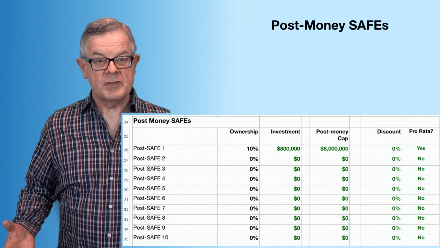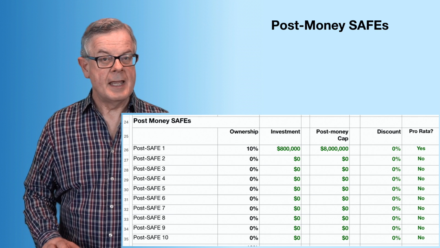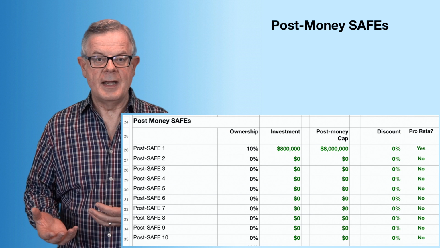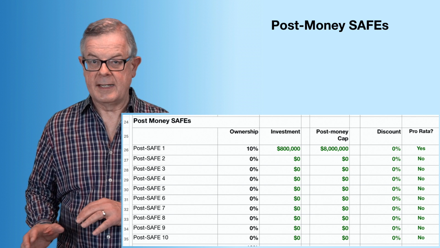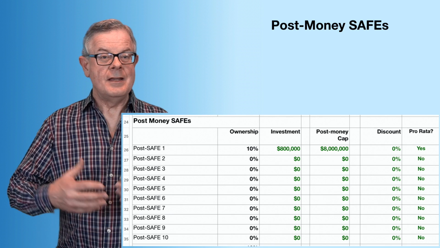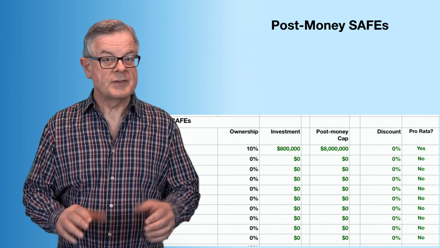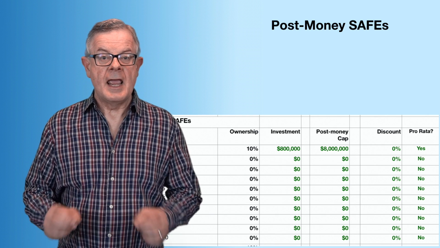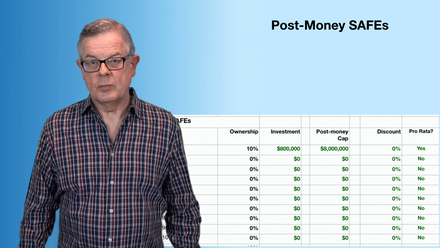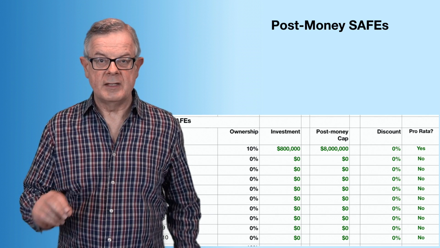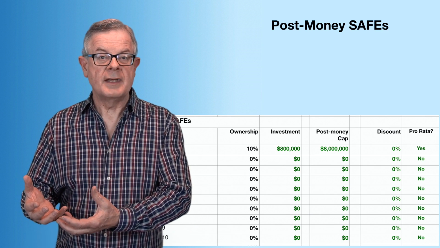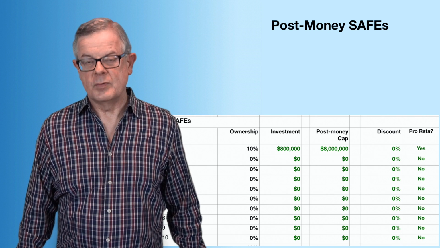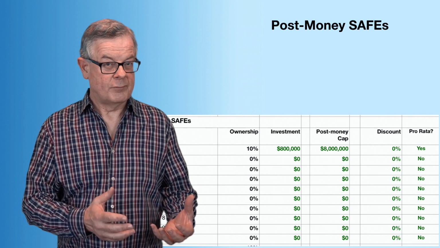Next, we document the post-money safes. Again, there's room for up to 10 of those. So in this case, you can see it's an $800,000 investment with an $8 million post-money cap. That means that in the safe round, the investor is being promised at least 10% of the company. In this example, no discount, and there is a pro rata right. So in other words, this investor is given the right to buy up to 10% of the Series A round in order to try to maintain the percent ownership that they get from the safe round.